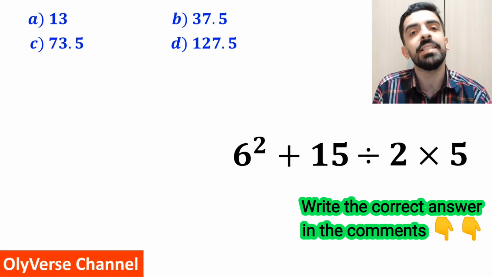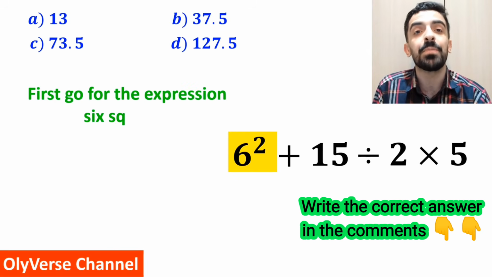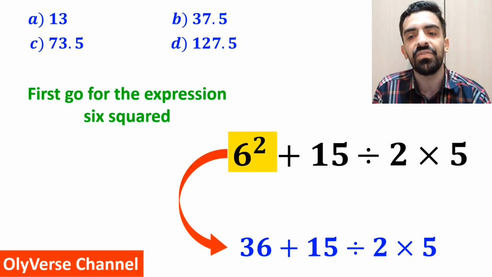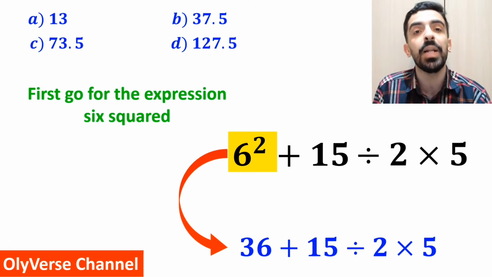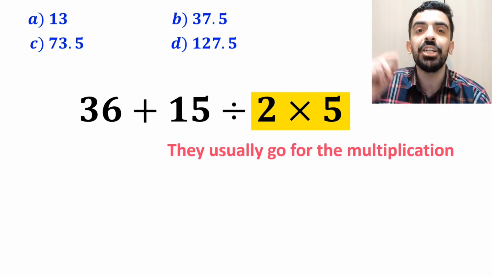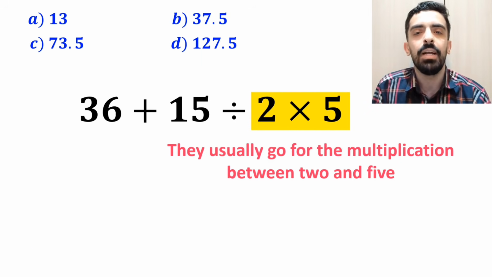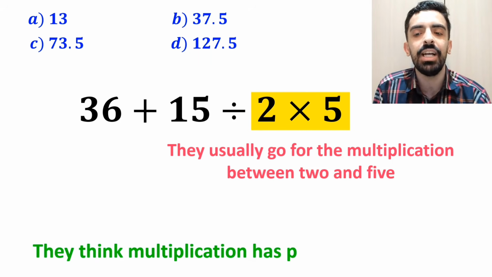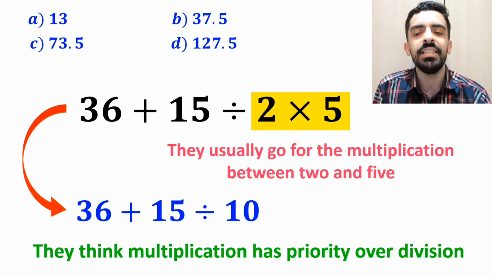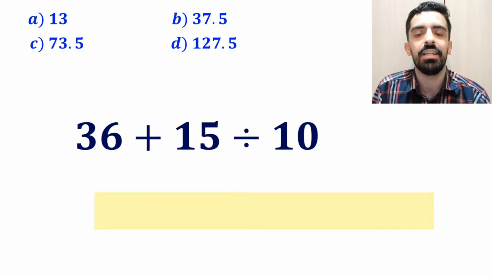Also, some other people when solving this question first go to the expression 6 squared and simplify to 36 plus 15 divided by 2 multiplied by 5. And the next step, they usually go for the multiplication between 2 and 5 because they think multiplication has priority over division. So, they rewrite this expression as 36 plus 15 divided by 10.